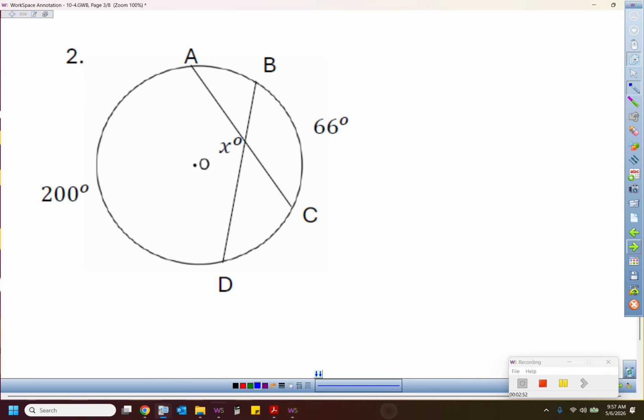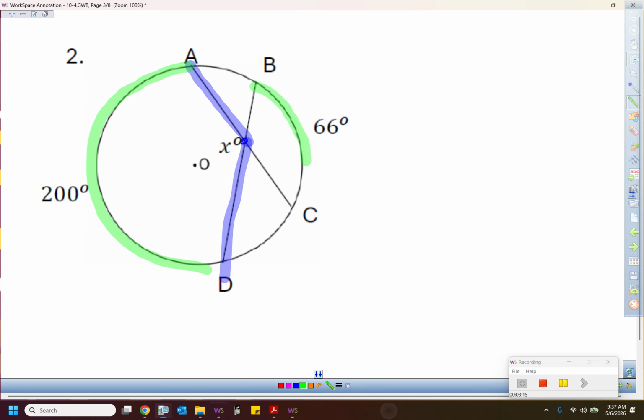They want us to find x, and if you ask yourself this magic question, where is the vertex? Inside, outside, on, or center? Where is the vertex? Inside, it means add. Find the arcs contained by it vertically. So are we cool that that 200 contained that blue angle that has the x in it? And this is its vertical arc right here, the arc that's contained by the vertical angle.